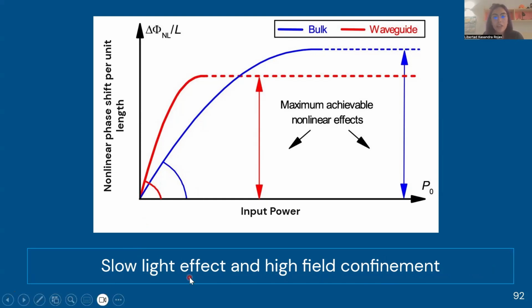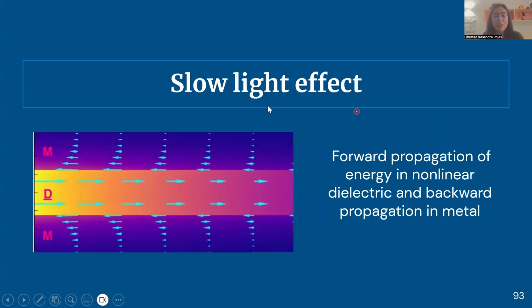But what is the slow light effect? It is pretty self-explanatory by its name. You're slowing how light travels through your dielectric medium, and this happens because in plasmonic waveguides, remember, you have forward propagation of energy in your nonlinear dielectric. In the middle, the energy of the electric field is propagating to one side, while in the metal you have a backward propagation of energy.